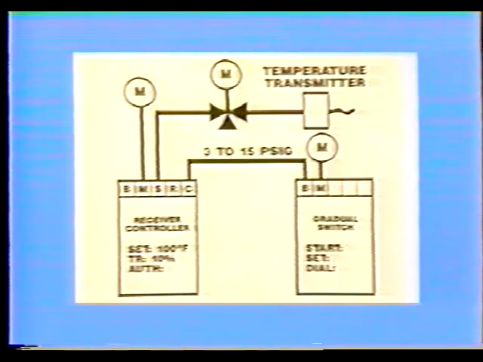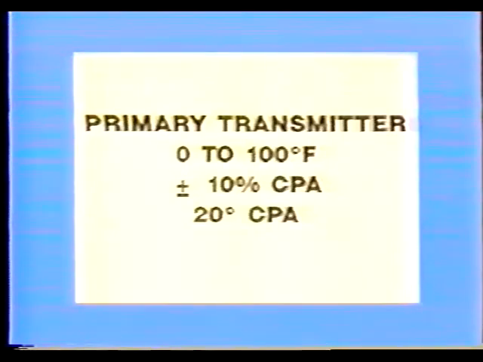This adjustment is generally limited to a percentage of the primary input transmitter span and may amount to an adjustment of 20 to 30% of the primary transmitter range, depending upon the receiver controller used. For example, using a 0 to 100 degree transmitter, a plus and minus 10% CPA could change the set point 10 degrees up and 10 degrees down for a total of 20 degrees CPA control, or 20% of the primary transmitter.